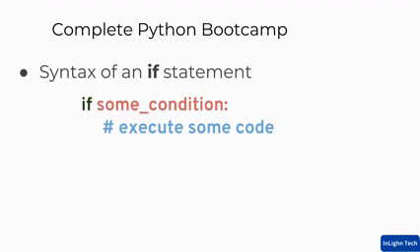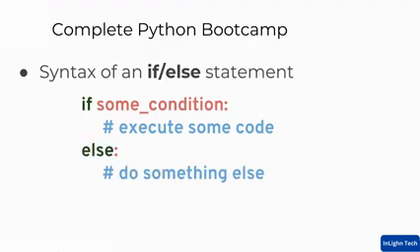Now, on top of an if statement, we can add an else to this. So let's say that condition doesn't happen to be true, we can have another block of code execute. So in this logic, we say if some condition happens to be true, we execute some code. Else, meaning that condition didn't have to be true, we do something else. And notice how the else doesn't have a condition attached to it. It only actually executes if the conditions above didn't happen to be true.